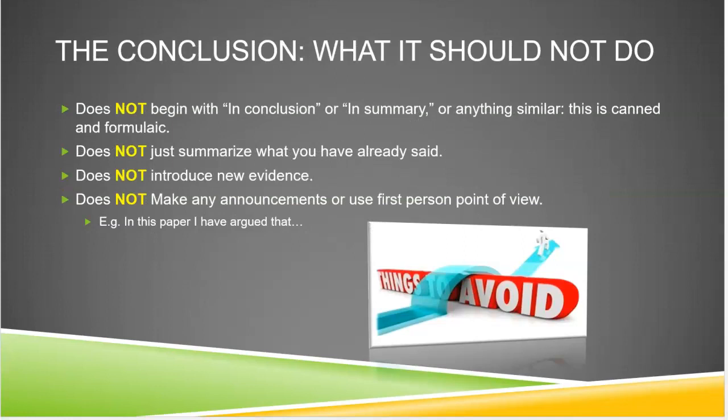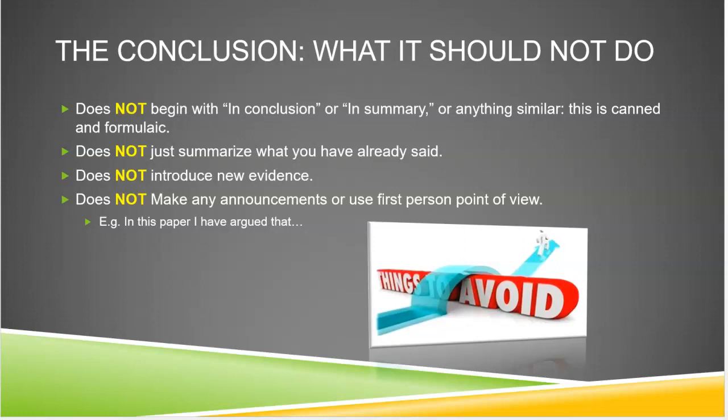In terms of writing the conclusion, there are a few things that you shouldn't do, so we'll take a look at those first before we talk about what you should do. The first thing is it should not begin with the phrase "in conclusion," "in summary," or anything remotely resembling either one of those two things. Not so much because they're wrong, but because they're canned, they're formulaic. And just because something isn't wrong to do doesn't mean that it's necessarily the most effective thing to do, and that's the case here.